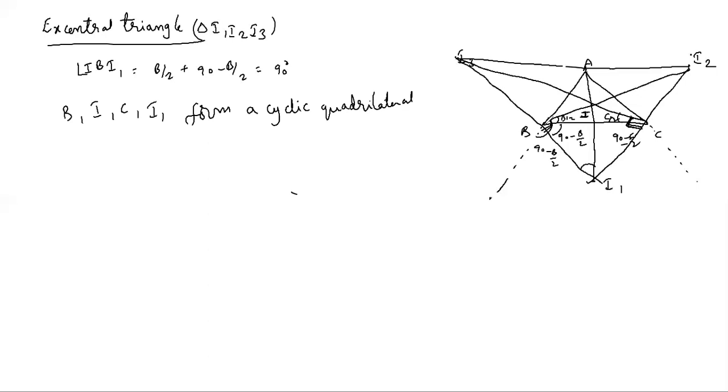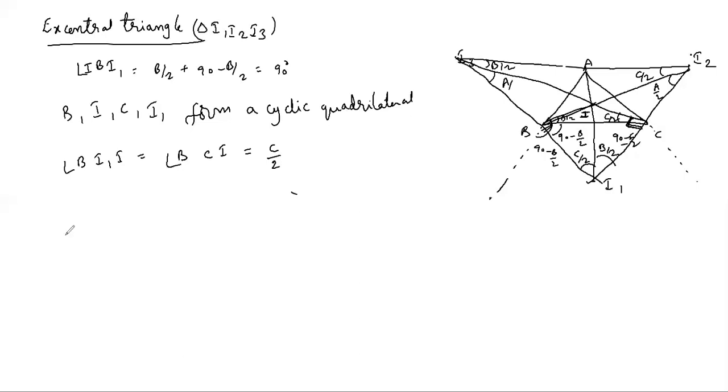And if you consider BI as a chord, the same angle BI1I is nothing but angle BCI. Angle BCI we know is C by 2, so this angle is also C by 2. Similarly, we will get this angle is B by 2. So C by 2, B by 2. Similarly, this one you will get A by 2 and this is C by 2. And similarly, this is B by 2 and this is A by 2.